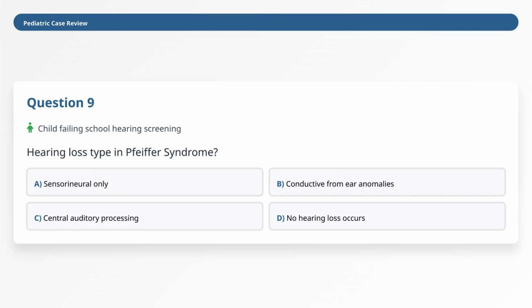Question 9. A 5-year-old child with Pfeiffer syndrome fails a routine school hearing screening. Audiologic evaluation is recommended. What type of hearing loss commonly affects patients with this syndrome? Option A, sensorineural hearing loss only. Option B, conductive hearing loss from ear anomalies. Option C, central auditory processing disorder. Option D, no hearing loss occurs.